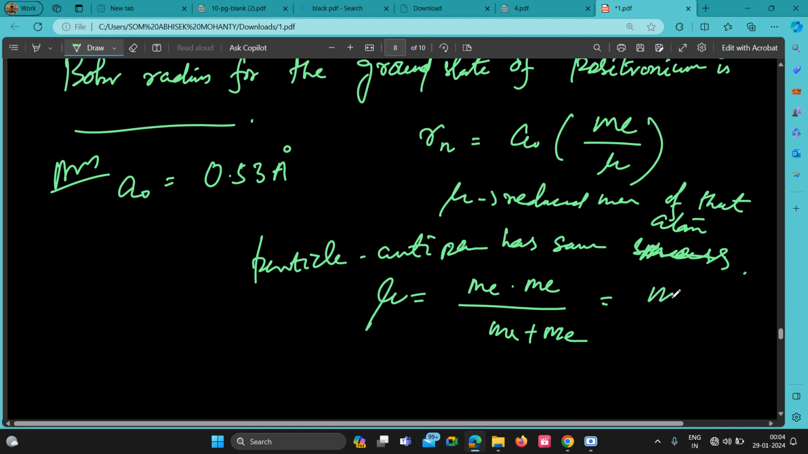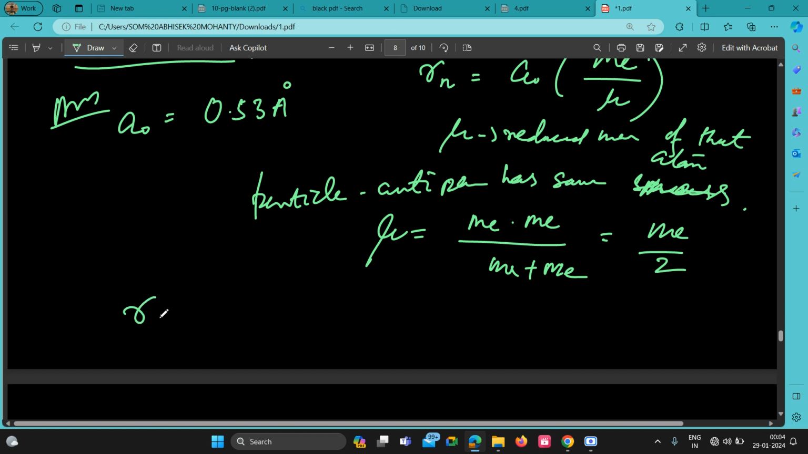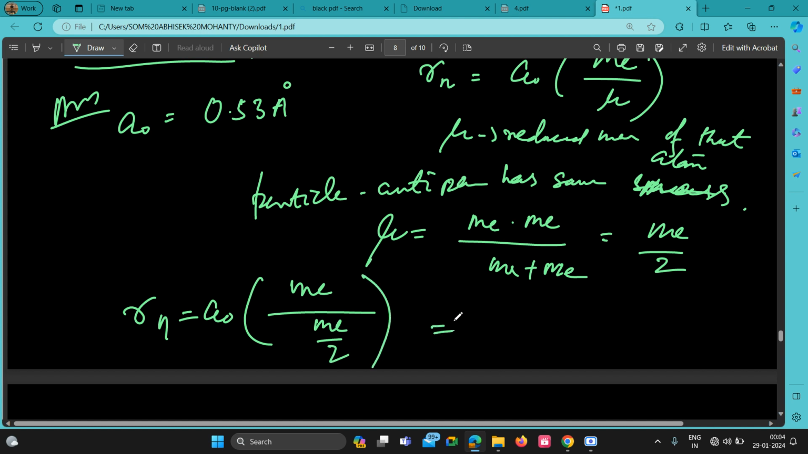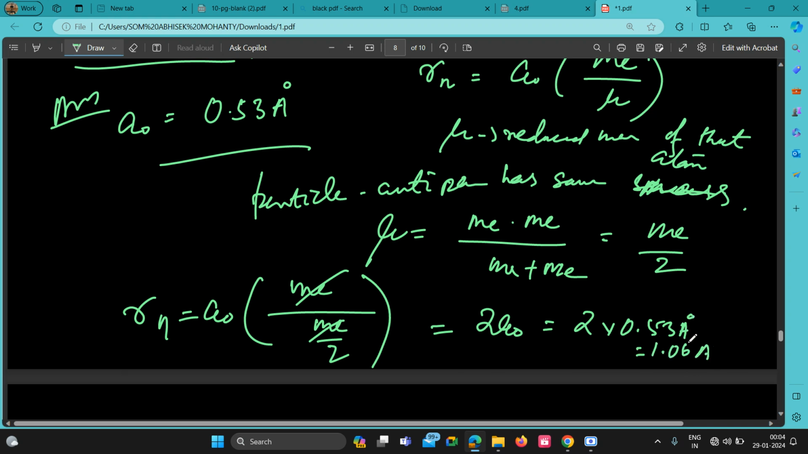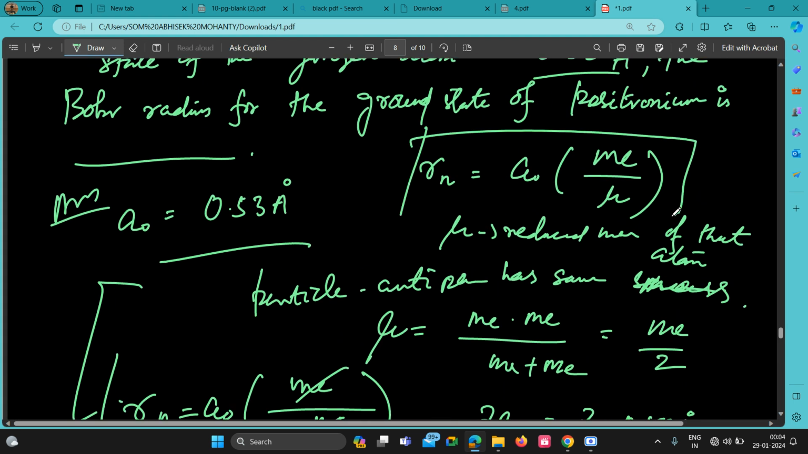So that gives me me by 2. So Rn is equal to a naught me divided by me by 2. The 2 will go up, me will be cancelled. So 2 a naught. A naught is given as 0.53 angstrom, so it is 1.06 angstrom. Is that alright? So this is how you solve these questions. Just remember the formula. Please don't forget these formulas, okay?